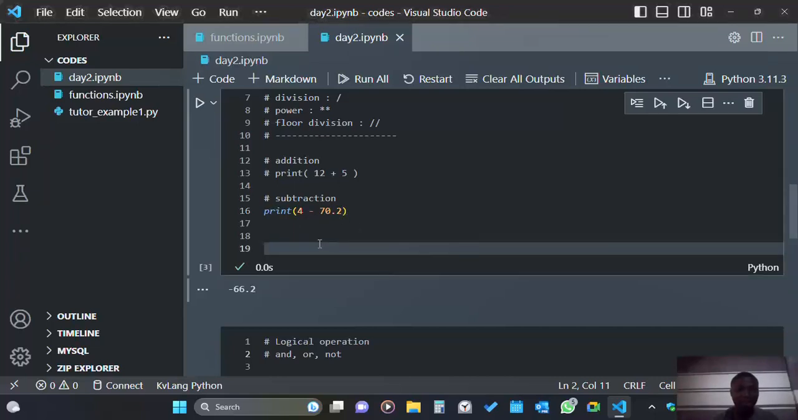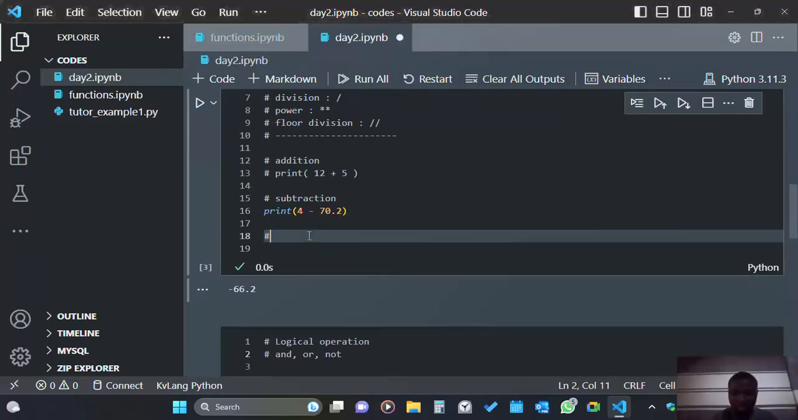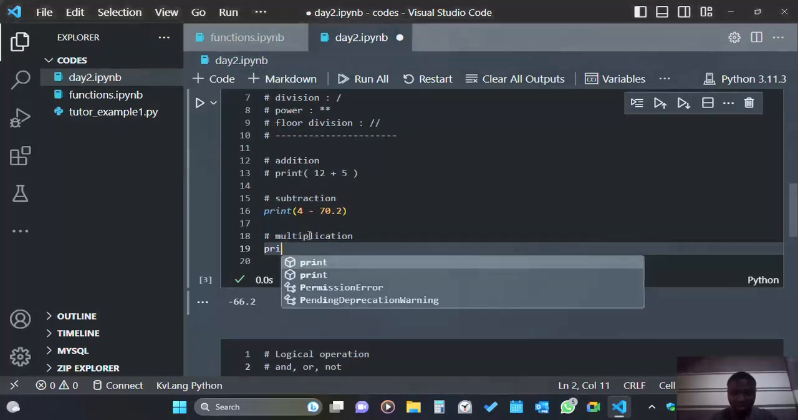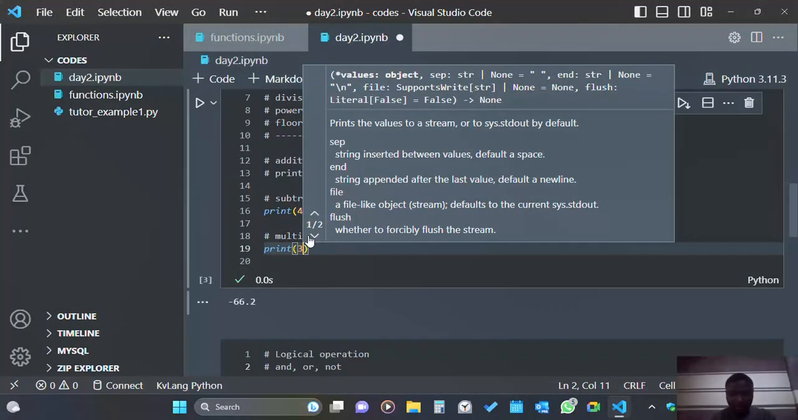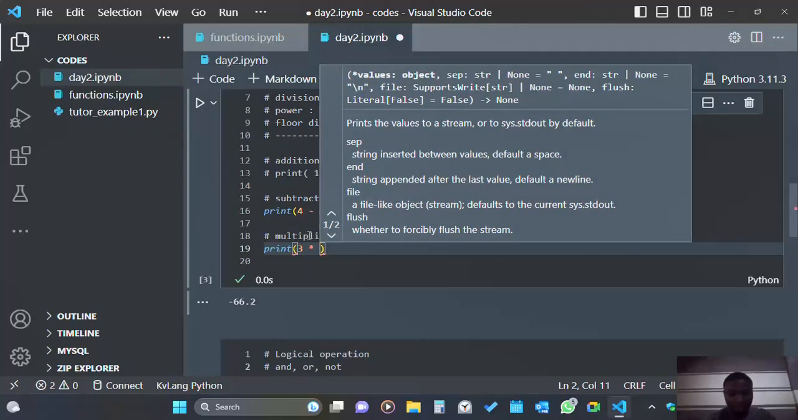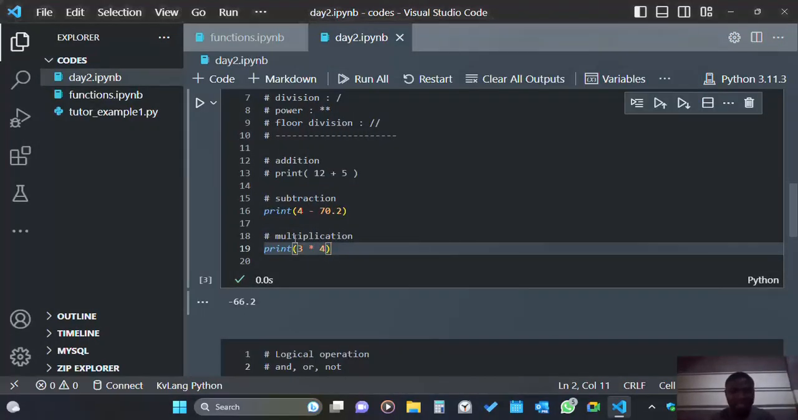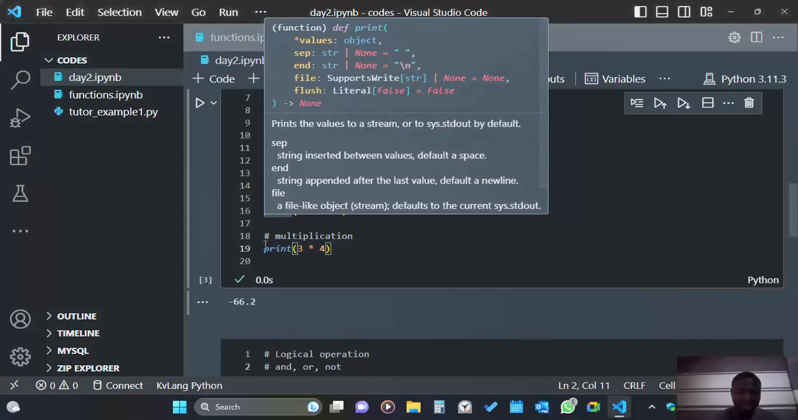Now let us take a look at multiplication. So we print 3 times 4, and we're expecting the answer to be 12. Let me comment this solution out.